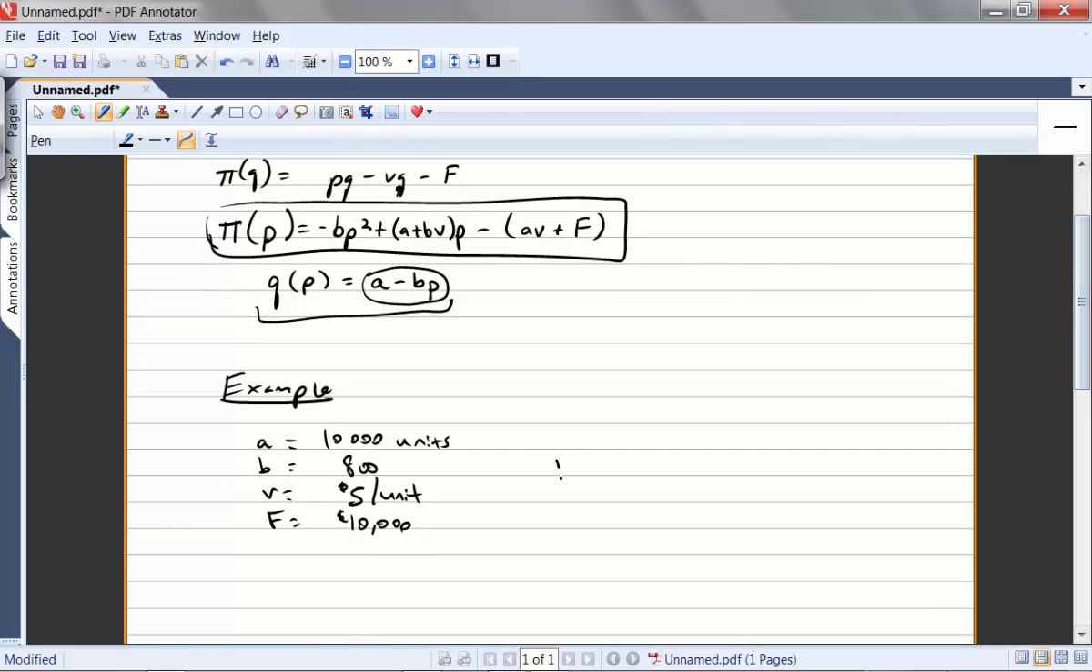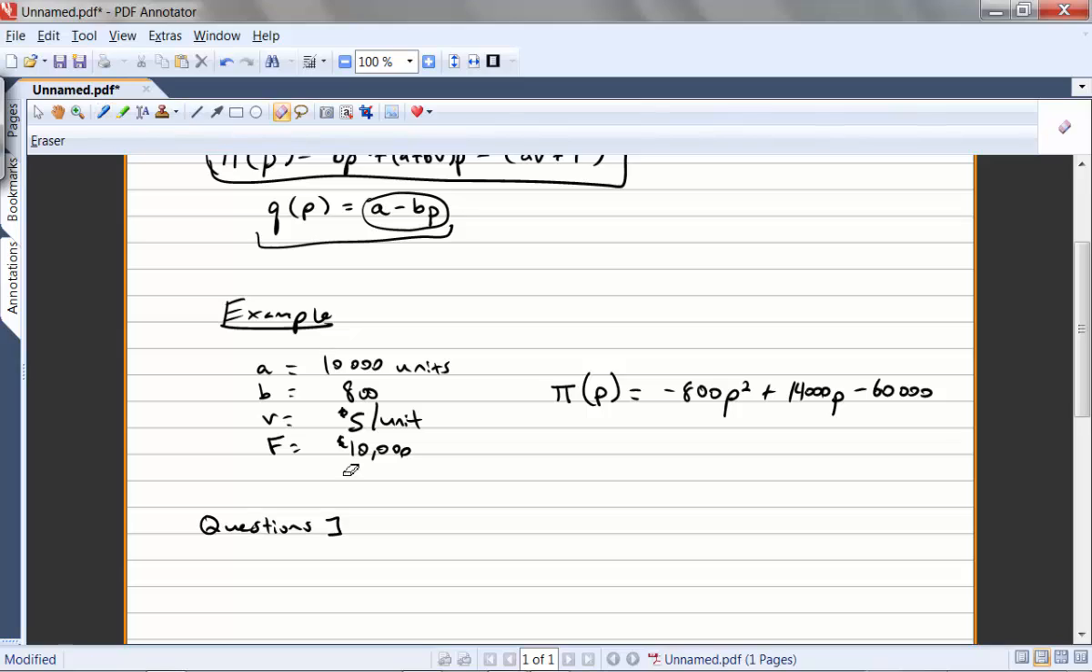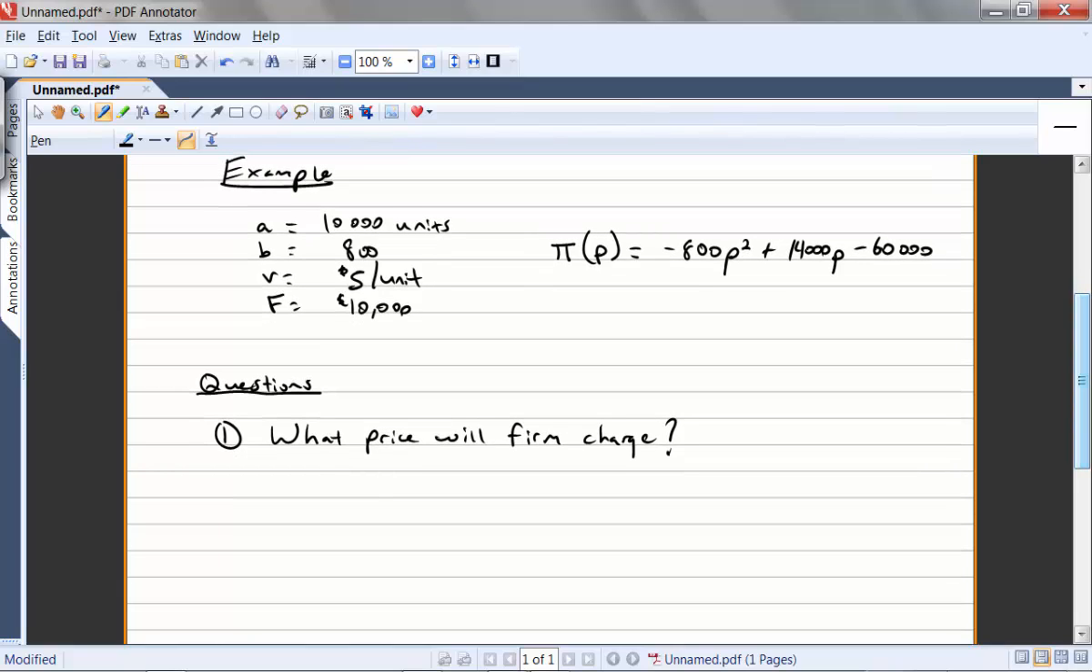So here's our example. Let's rewrite the profit function, substituting in for B and A and V and F. And you'll find that we have our profit as a function of price is negative 800p squared plus 14,000p minus 60,000. These are our givens. So let's go over some questions here. Number one, the most obvious question and probably the most important question is, what price will the firm charge? And you can answer that question. They're going to charge the price that maximizes profit. So the better question is, what price maximizes profit?